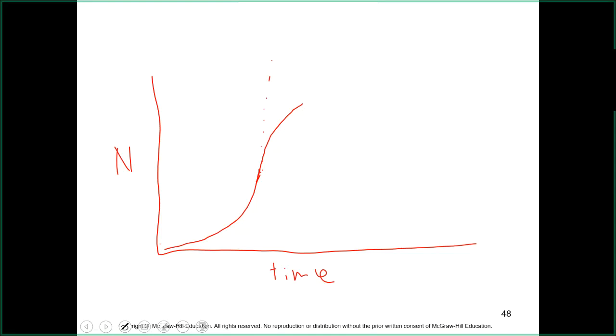It's not doubling anymore every generation. It's doing something less than that. And eventually you flatten out entirely. And the population will reach this sort of plateau. And that's called the carrying capacity for that particular environment. That's the carrying capacity.